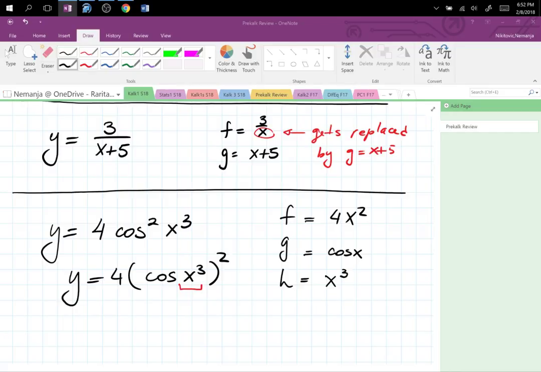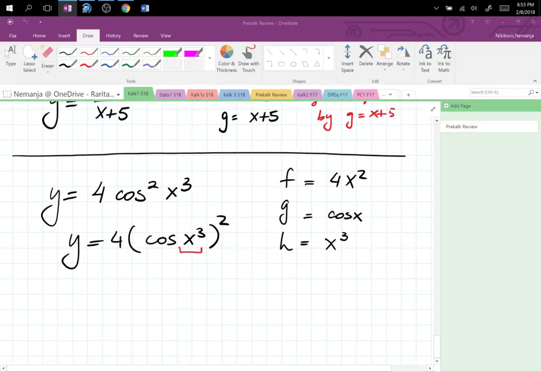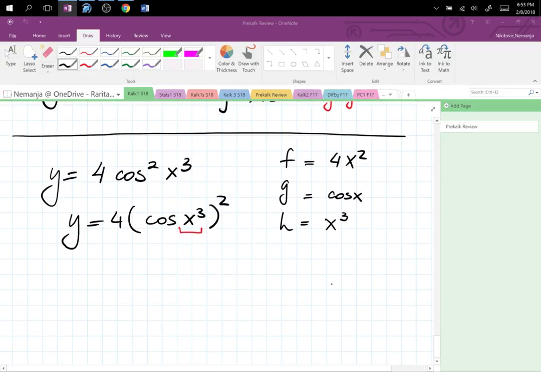Some people like to think of this as the layers of the onion, right? So you have the most inner piece of the onion to be x cubed, and then you have cosine x, and then you have finally 4x squared. Now, if you want to compose this, you take x cubed, replace this x by x cubed, you get cosine x cubed, and then you take that and plug it for this x and you get 4 cosine squared x cubed. So it's very quick to check.